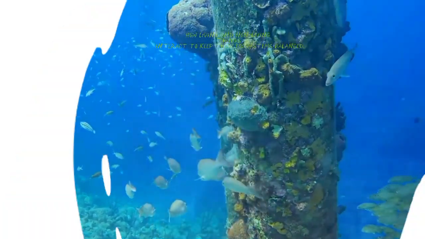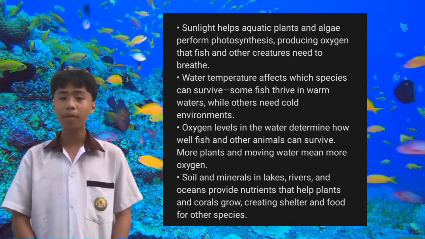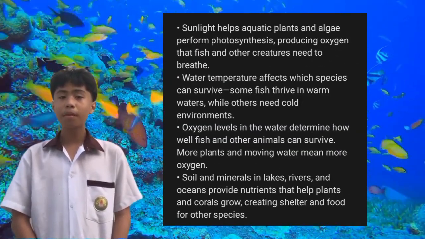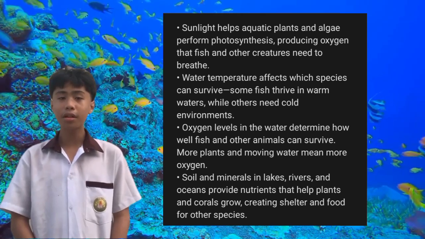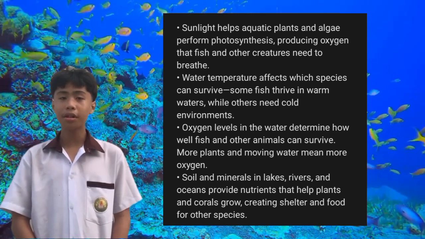Now that we understand the importance of aquatic ecosystems, let's talk about how living and non-living things interact to keep these ecosystems balanced. In an aquatic ecosystem, everything is connected. Living organisms rely on non-living factors to survive, while non-living elements are influenced by the presence of living things. Here's how. Sunlight helps aquatic plants and algae perform photosynthesis, producing oxygen that fish and other creatures need to breathe.